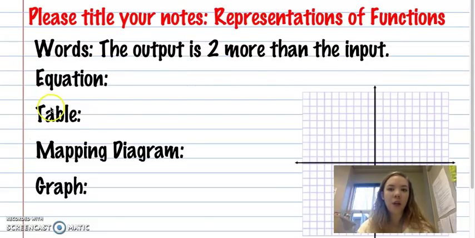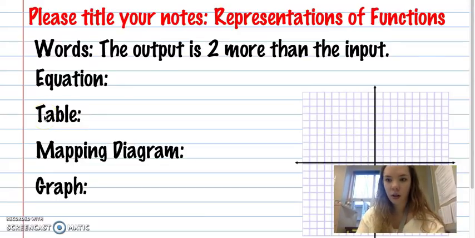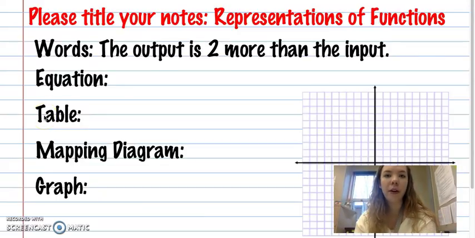Okay, on Friday we talked about what functions were and how to write a function given a description. And remember, functions are relationships that we can write equations for. So I'm also going to talk about the other ways we can represent functions. If we are given the function words, in this case the output is 2 more than the input, then on Friday we learned how to write an equation for that.